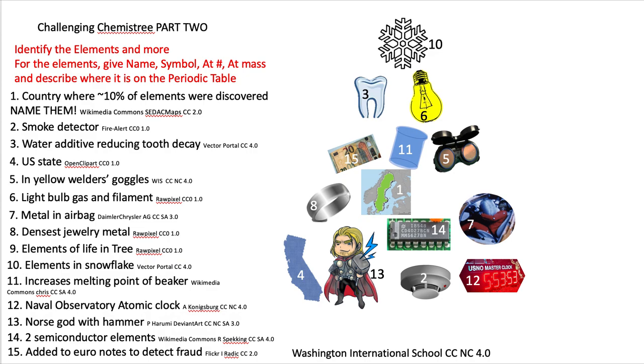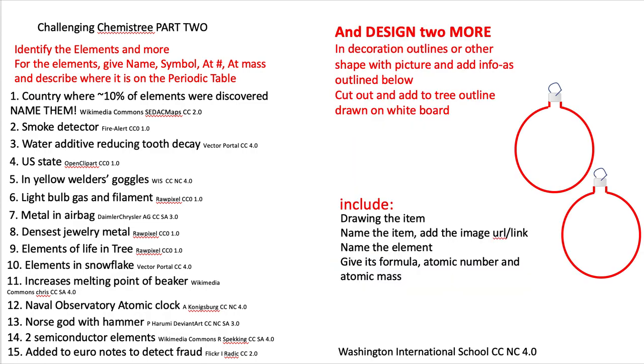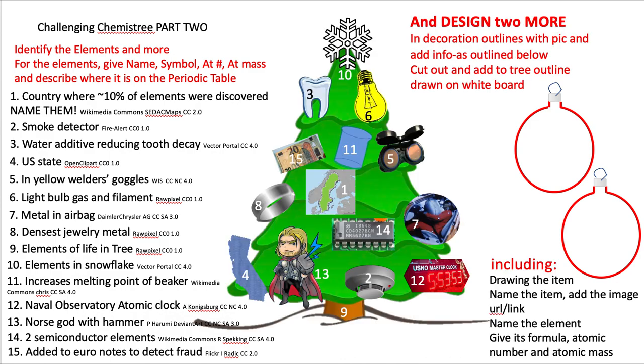And repeat here without the tree if you want to screenshot and use that one instead. And for those who want further activities like the first one, add 2 more in the decoration shapes or any shape that you wish. And if you're doing it in groups, each person can do one, but include a drawing of the item and name the object, the item, and the element that's in it. Its symbol, actually I put formula there, its symbol, atomic number, and atomic mass. And they're just all summarized together.